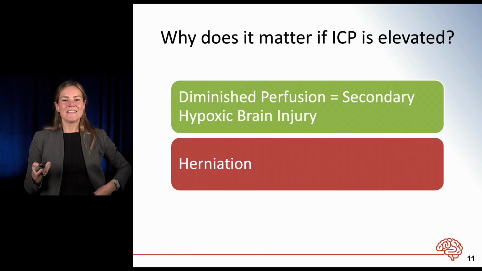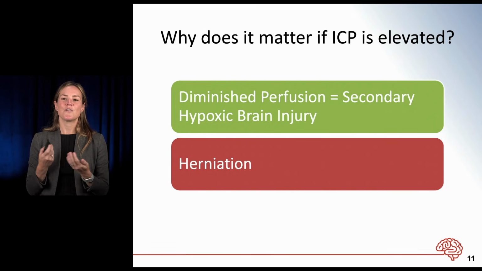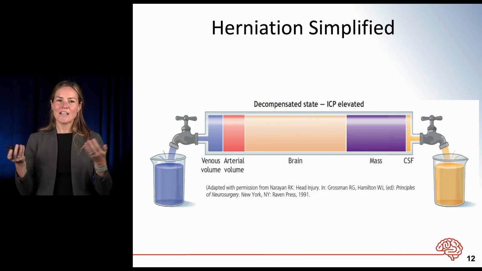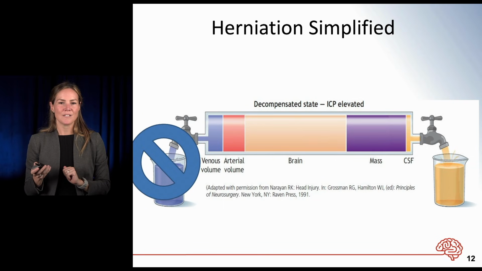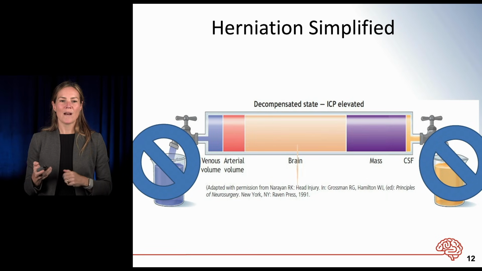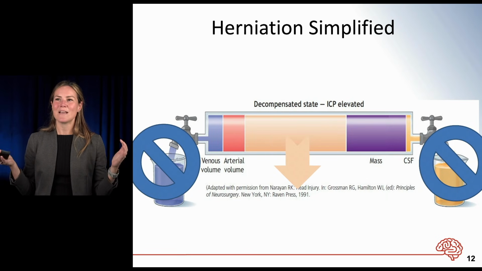All right. The second reason it matters if ICP is elevated is because herniation occurs. And again, this is coming back. I really love this diagram so much. So, herniation simplified: you can no longer push more venous volume out. You can no longer put CSF into the spinal column. What happens? The brain gets out of the box, and that is not a good thing for our patient.